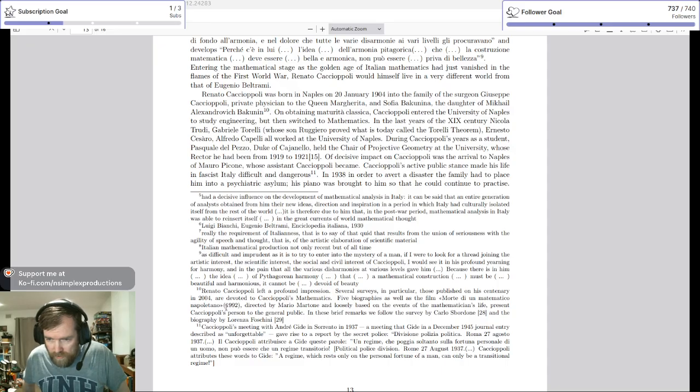Cacciopoli left a profound impression. Several surveys, in particular those published on his centenary in 2004, are devoted to Cacciopoli's mathematics. 5 biographies, as well as the film Morte di un matematico Napoletano, 1992, directed by Mario Martone, loosely based on the events of his life, present Cacciopoli's person to the general public. In these brief remarks, we follow the survey by Carlo Sbordone and the biography by Lorenza Foscini.